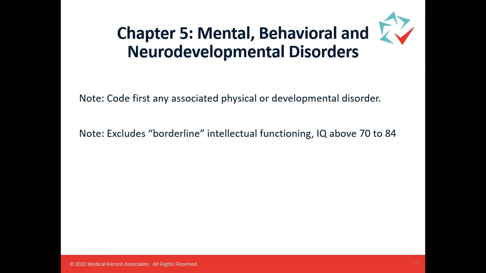There is a note to code first any associated physical or developmental disorder with these codes, and it does exclude borderline intellectual functioning, and that's with the IQ above 70 to 80 to 84. So make sure you're watching your excludes as well, and your code firsts.